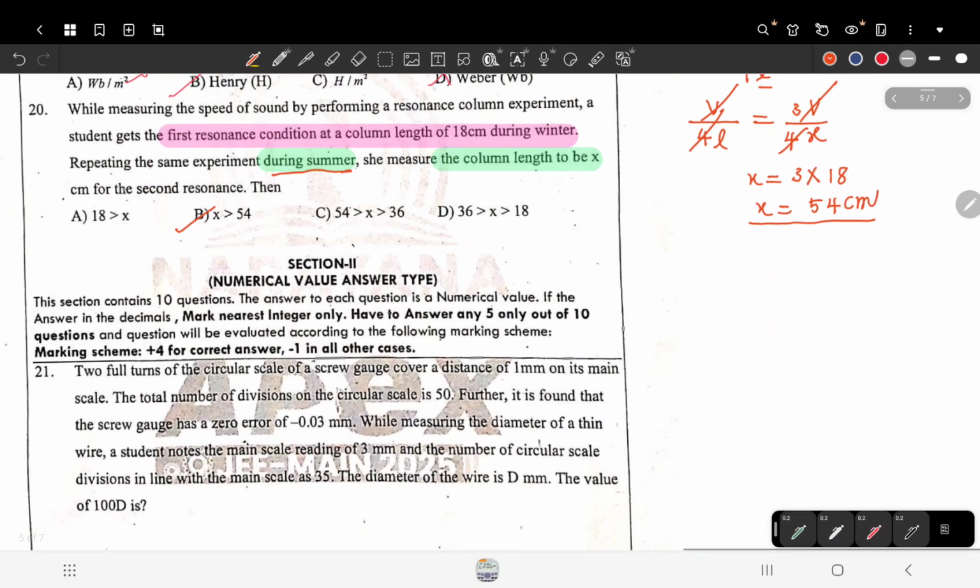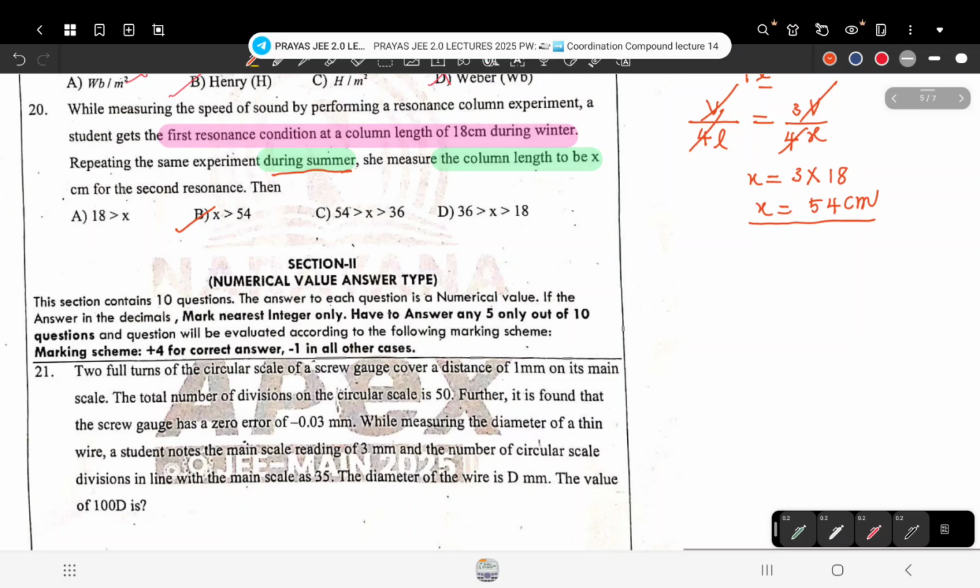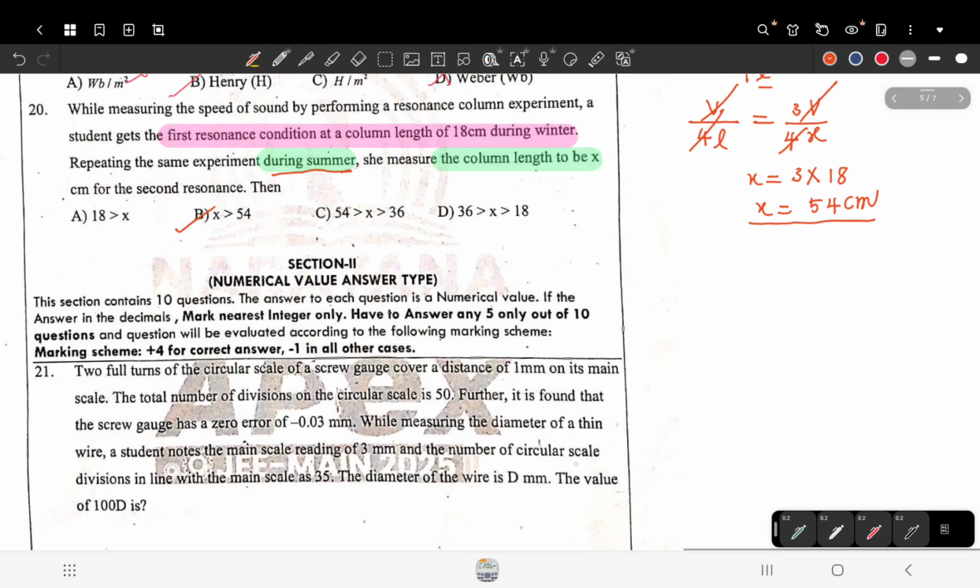Question number 21. Look at question number 21. Two full turns of the circular scale of a screw gauge cover a distance of 1 mm on its main scale. The total number of divisions on the circular scale is 50. Further, it is found that the screw gauge has a zero error of minus 0.03 mm. While measuring the diameter of a thin wire, a student notes the main scale reading of 3 mm and the number of circular scale divisions in line with the main scale as 35. The diameter of the wire is d mm. The value of 100d you have to calculate.